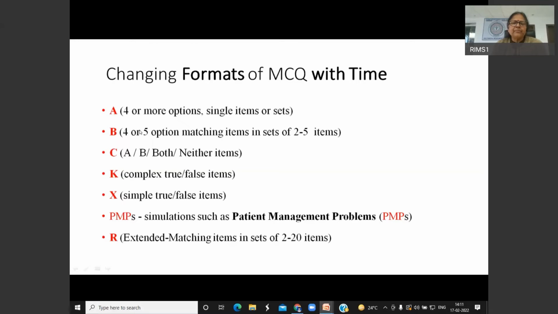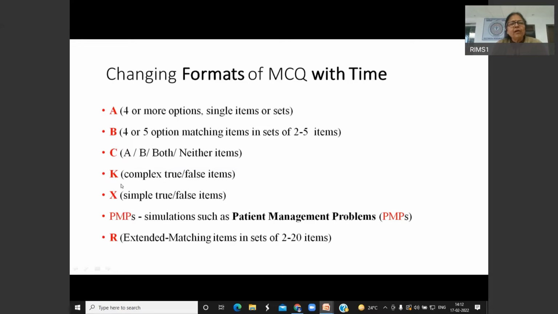Then later on, after some time, again they came up with a new format known as the C-type format. In this, either option A is correct, or option B is correct, or both options are correct, or neither of the options is correct. So this again came as another format, and we are aware that we still do use such formats. You can find here that this symbol simply denotes the name of the type of format, and it has nothing to do with its meaning; it has simply been given in serial order, like A, B, C type.